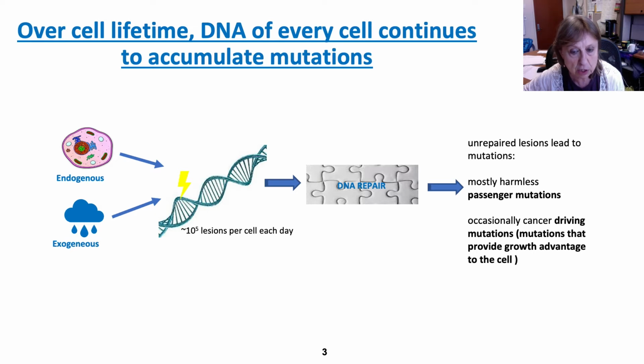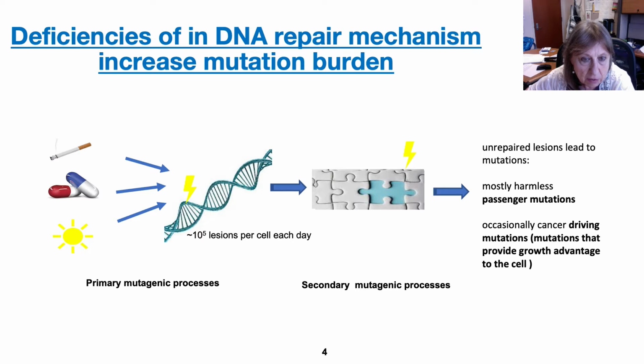Yet most of those mutations, again, are harmless, so-called passenger mutations, and only occasionally do the so-called cancer-driving mutations emerge, that is, mutations that provide a growth advantage to the cells that harbor them. However, the situation is often less than ideal, and there are certain environmental processes that significantly increase the mutational burden, such as smoking or UV light. In addition, deficiency in DNA repair mechanisms can further aggravate the problem.